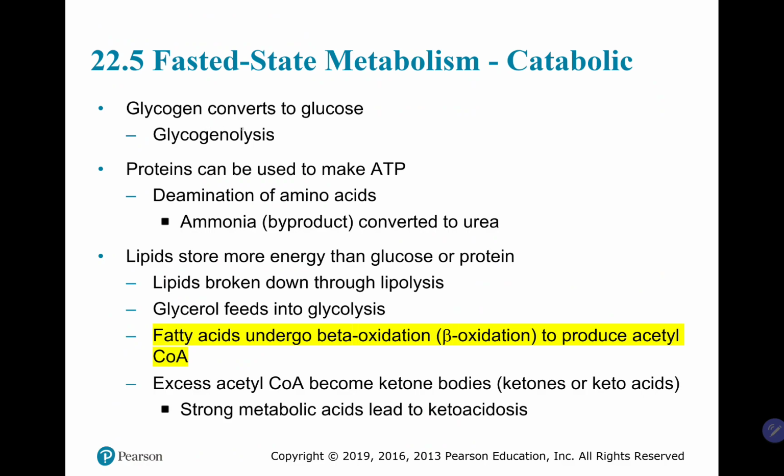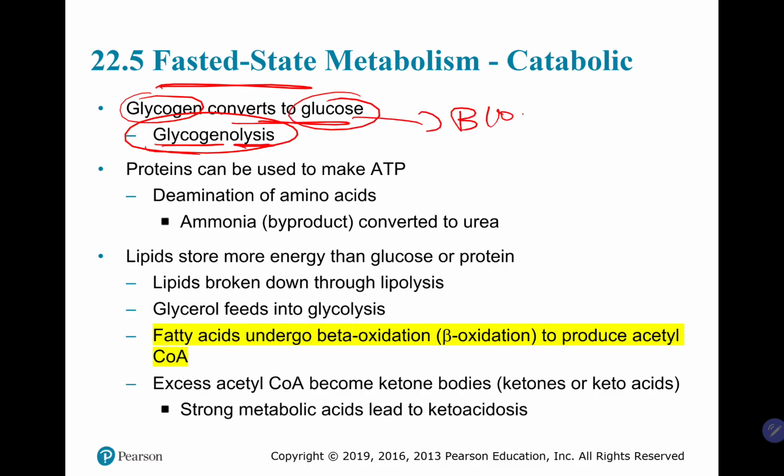Glycogen, right? Converts to glucose in this process of glycogenolysis, to break down, to cut glycogen, right? That's in a fasted state. So you haven't eaten, you need to break down that glycogen to make glucose, put that glucose into your blood, right? Proteins can also be used to make ATP. I talked about that. Remember I said glucose, proteins, and lipids, they all can be used to make glucose, okay?